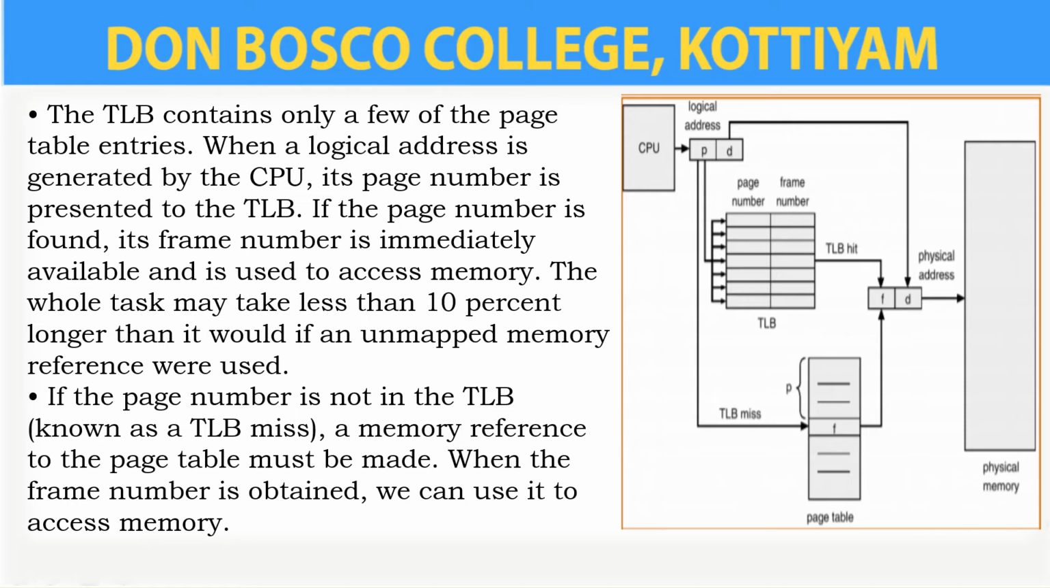Next, if the page number does not match any page number in the TLB, then that page number will be transferred to the page table, and that is known as a TLB miss. So when we could not find it in the TLB, that is a TLB miss. The page number will be transferred to the page table, and after taking the corresponding frame number from the page table, we access the data in physical memory.